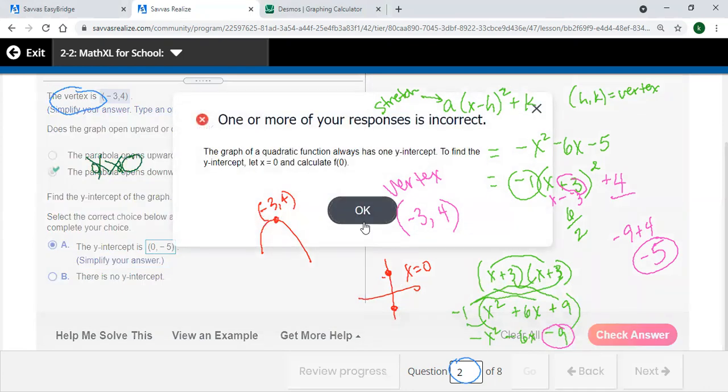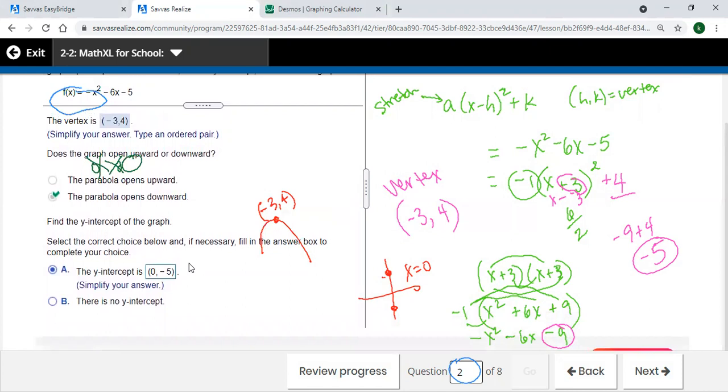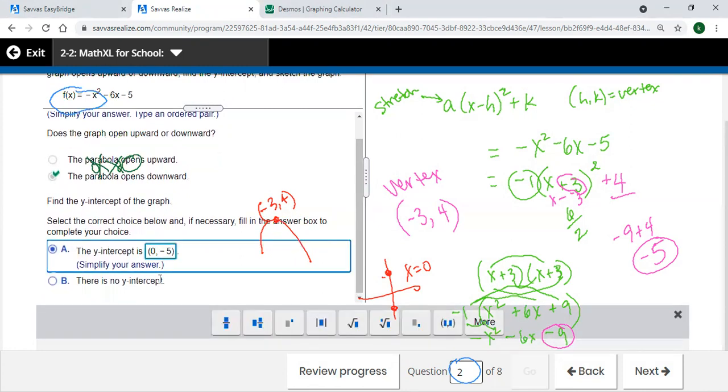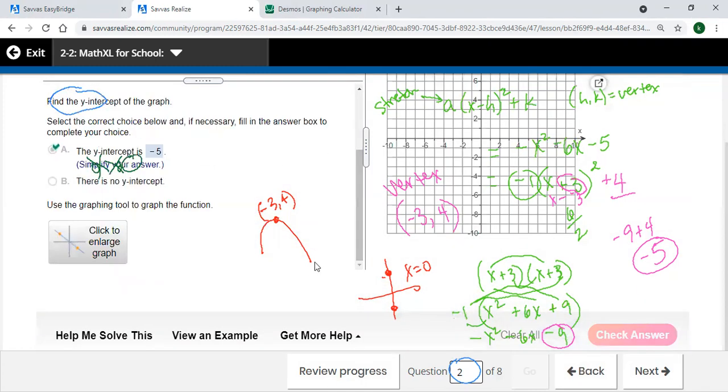Let's see, the graph of the quadratic function always has one y-intercept. To find the y-intercept, set x equals 0 and calculate. So it says just calculate f of 0. Select the correct choice below for the y-intercept and fill in the answer box. I know, I feel your pain with the way the software only knows one way of doing an answer, but let's see. The y-intercept is -5. See, that's rough, because a lot of times they want it the other way.